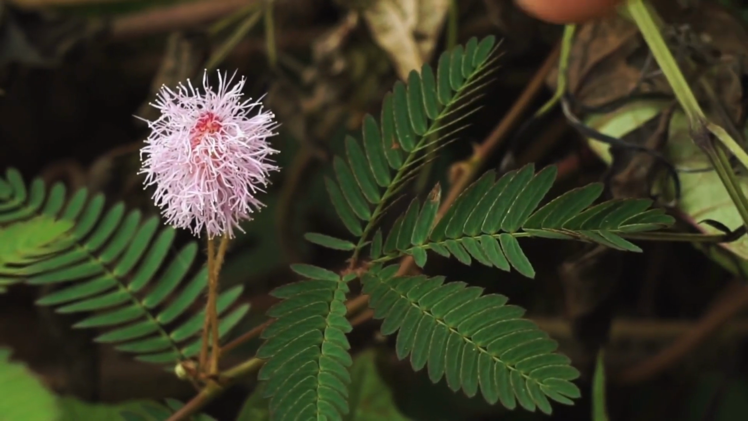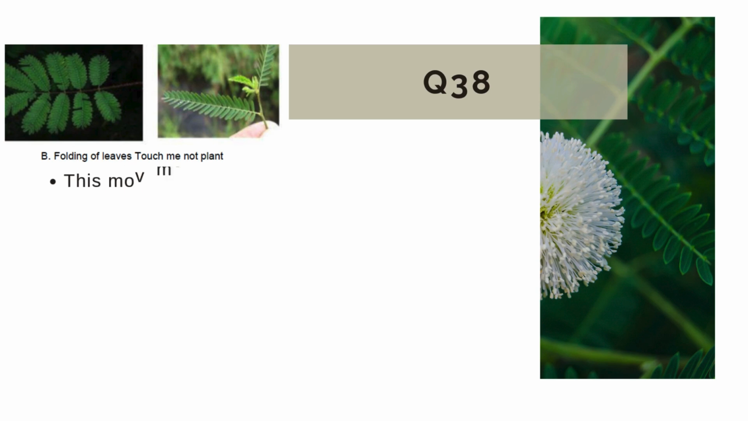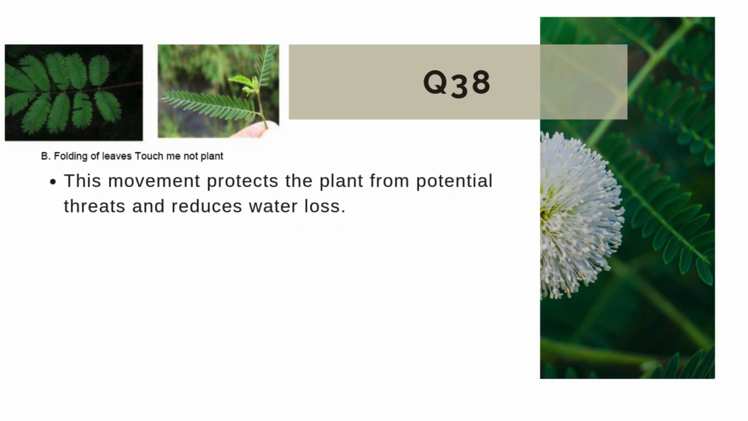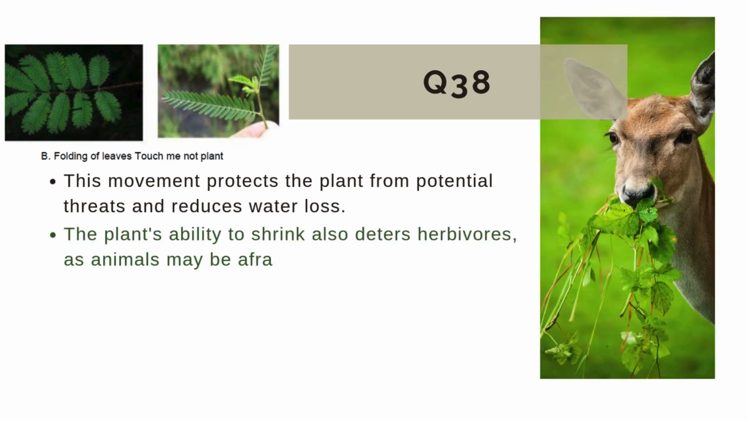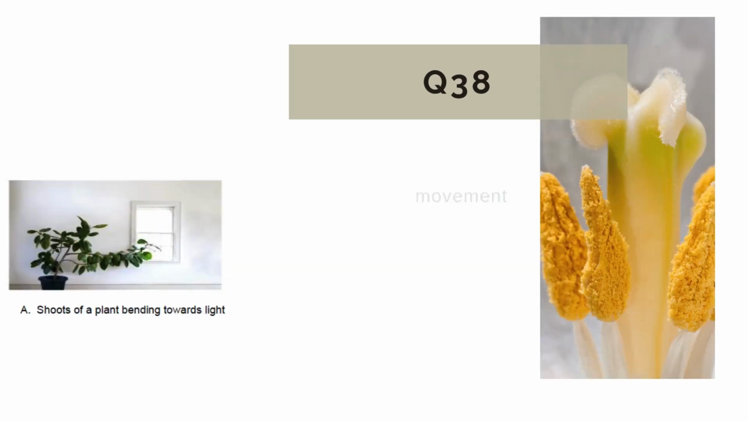Now, let's see why it happens. This movement protects the plant from potential threats and reduces water loss. Also, the plant's ability to shrink deters herbivores, as animals may be afraid of a fast-moving plant.